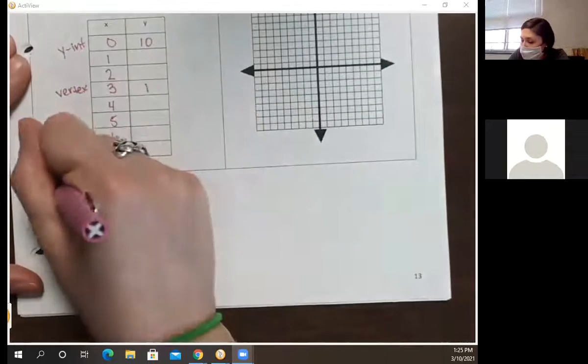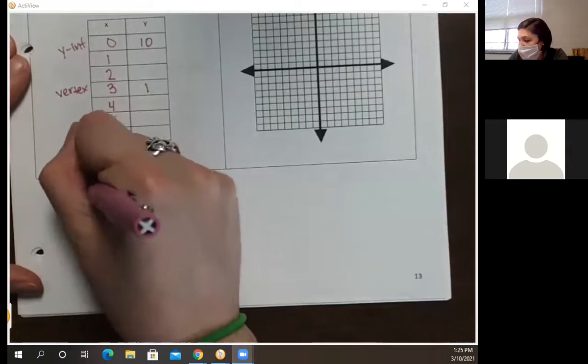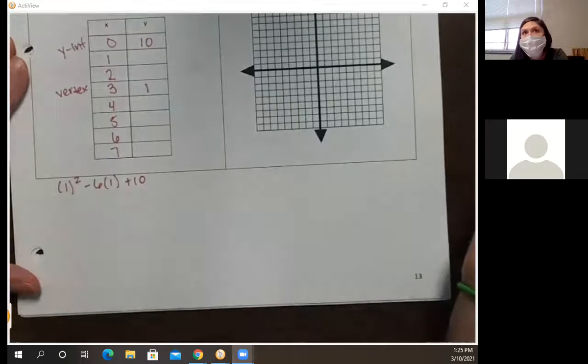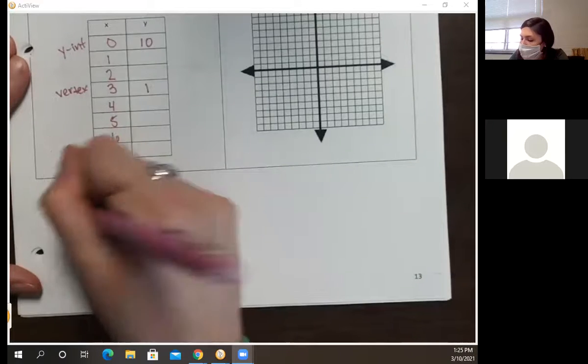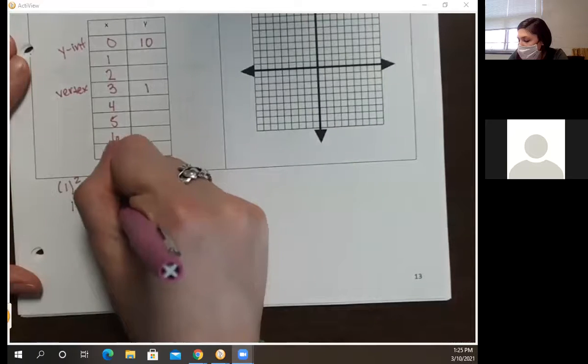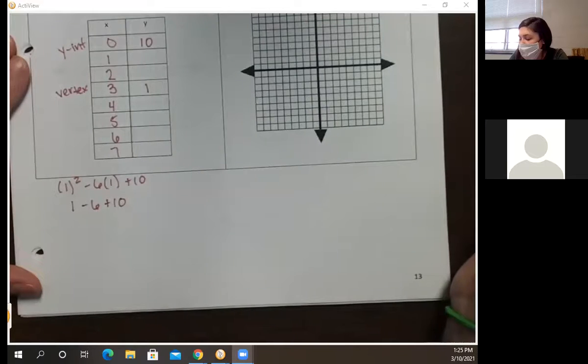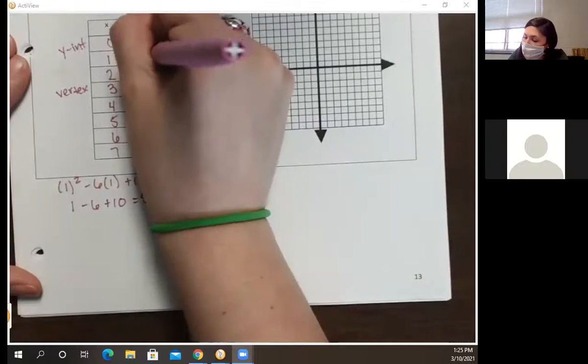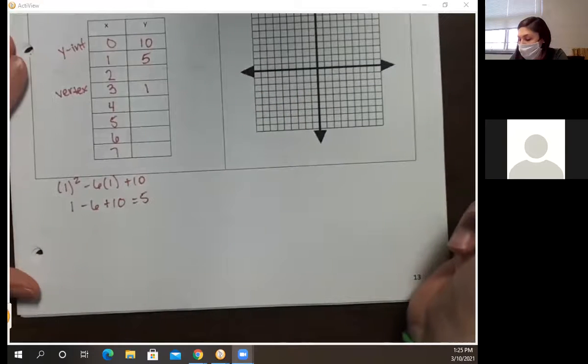So if I plug in 1, that would be 1 squared minus 6 times 1 plus 10. Remember, follow your order of operations. 1 squared is 1. 6 times 1 is 6. So 1 minus 6 plus 10. So that would be 5. When I plug in 1 for x, I get 5 for y.